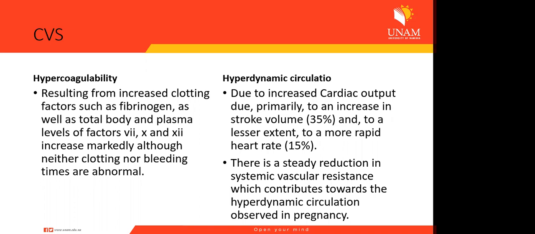A pregnant woman has what we call hyperdynamic circulation. This is due to increased cardiac output, primarily due to an increase in stroke volume, like I mentioned before, and to a lesser extent the heart rate. There's a steady reduction in systemic vascular resistance, due to the effect of progesterone, and this contributes towards the hyperdynamic circulation observed in pregnancy. So if you are asked during orals what factors contribute to the hyperdynamic circulation of pregnancy: increased cardiac output and reduction in systemic vascular resistance.